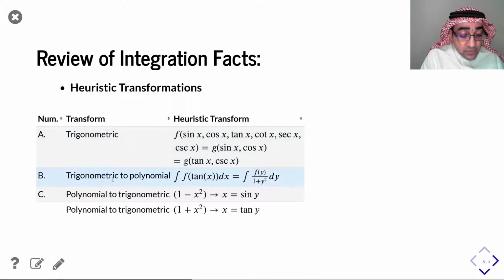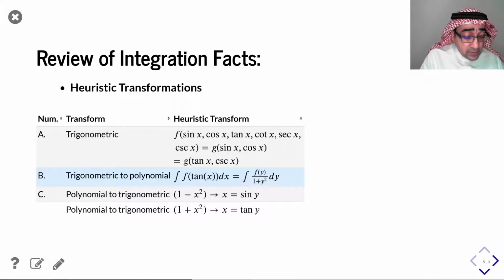There is another transformation which is called the trigonometric to polynomial transformation. So if you have an integration where there's a function of tan of x, you can actually make it a function of y divided by 1 plus y squared dy. So this is basically taking the trigonometric function and changing it into a polynomial type. This sometimes makes the problem easier to solve because we are stuck. We do not know what the tan integration results in, so we can use it in a polynomial form, and then we can proceed further.